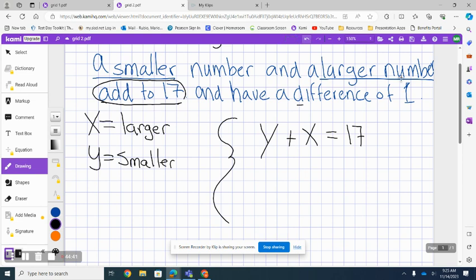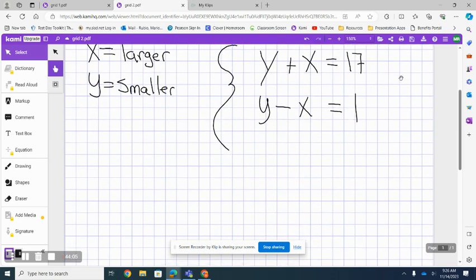So how would I write the difference of 1? Subtraction. So I'm going to say y minus x equals 1. Whatever the numbers are, if I subtract them from each other, I'm going to get a difference of 1. So I don't know what this is. Maybe it's 10. That means x has to be 9. If y is 15, x has to be 14. You know what I mean? So when I subtract them, they equal 1.